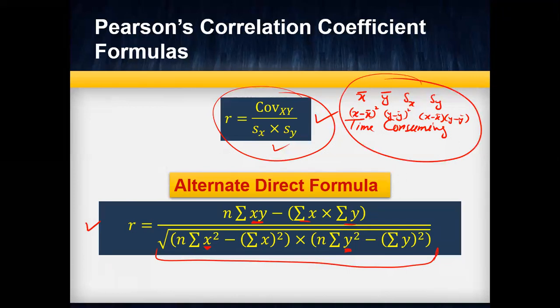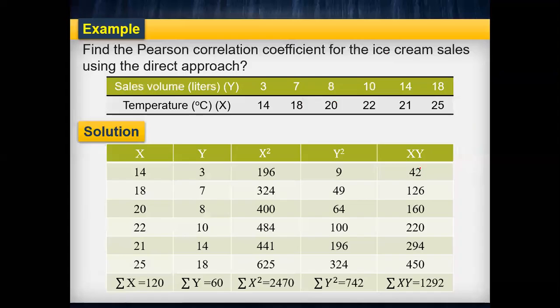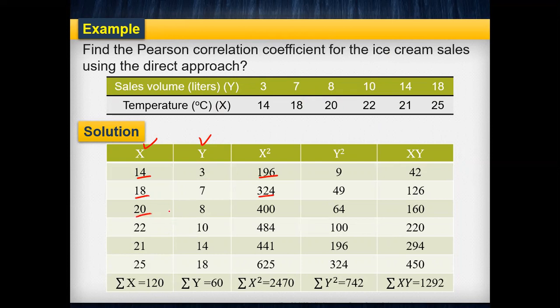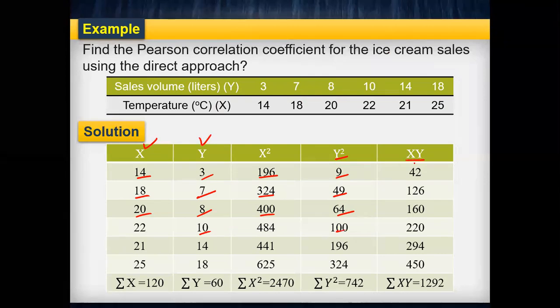Because we want to save our time, that's why we prefer this formula. Let us apply this formula. So x and y are provided in the question. Calculate x square: 14 square is 196, 18 square 324, 20 square 400. Similarly, calculate y square. 3 square is 9, 7 square is 49, 8 square is 64, 10 square is 100, and so on.